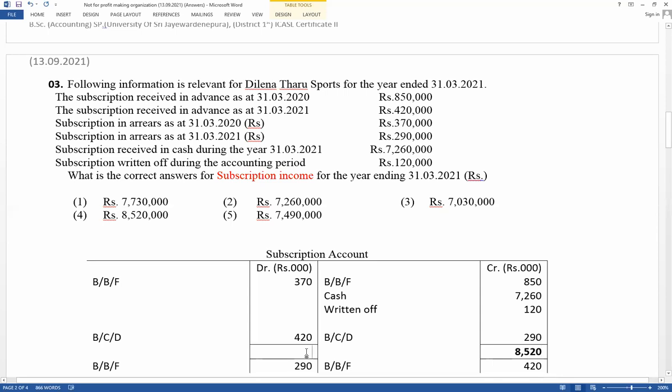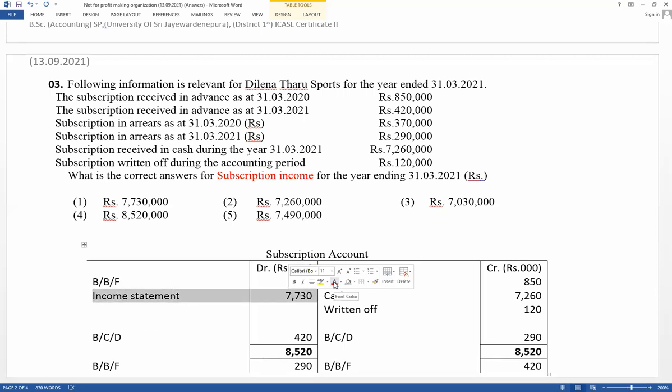Take that value to the debit side, 8,520. The difference value goes to the income statement. The difference is this value minus these two values: minus 420, minus 370. That is the value that should be considered as subscription income, 7,730. Here the description is income statement. Therefore, this is the value that should be included in the income statement as income.